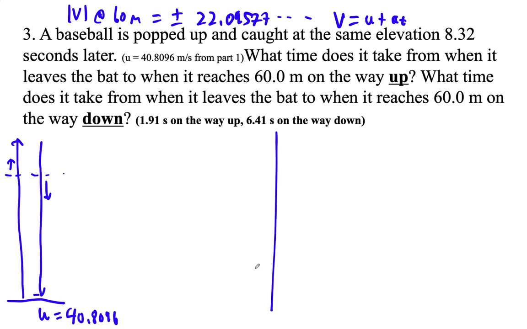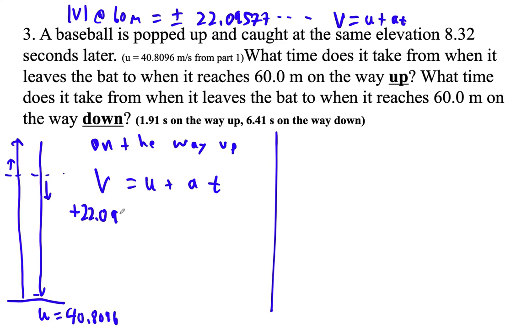So let's do this. On the way up, the final velocity is positive 22.0957, and that equals 40.8096 plus negative 9.81 times t. Now, it's harder to write this down, so I'm just going to use the value.